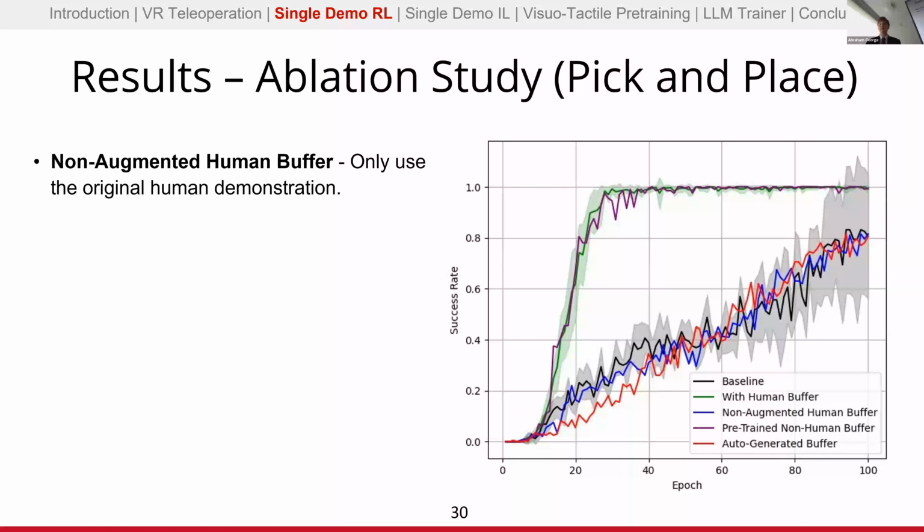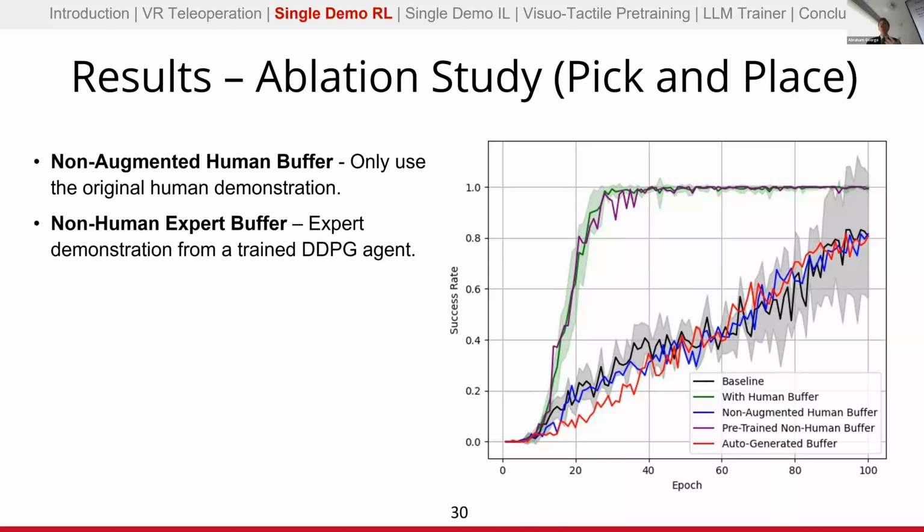Finally, we did an ablation study using the pick and place task. The first ablation we looked at here was using a non-augmented buffer. So rather than 25% of the time pulling from our data set of 5,000 generated trajectories, we just always pull from that same single human demonstration. And we can see here that did not work. It behaved roughly the same as baseline.